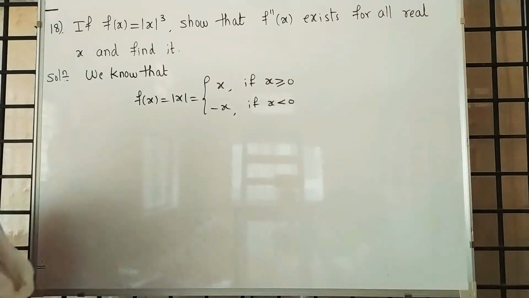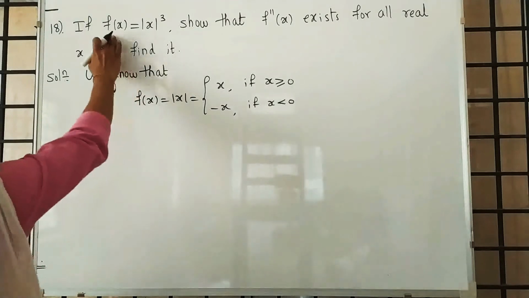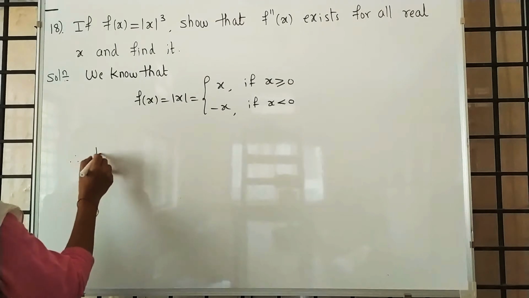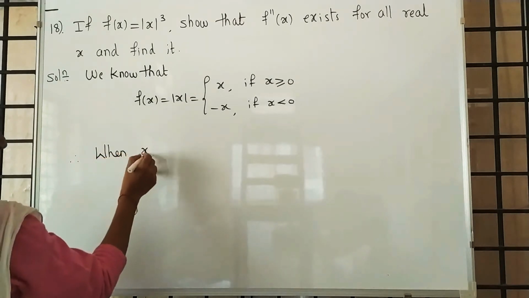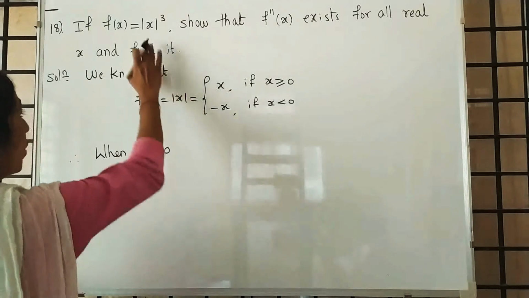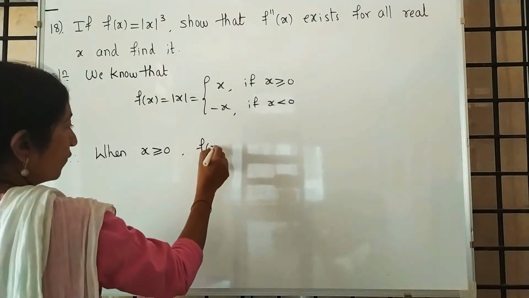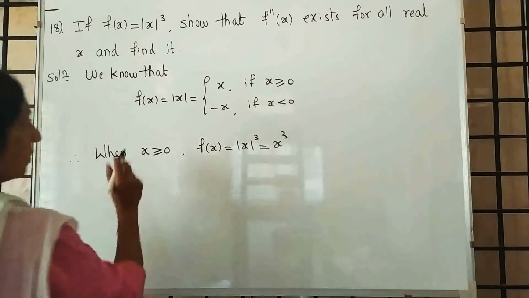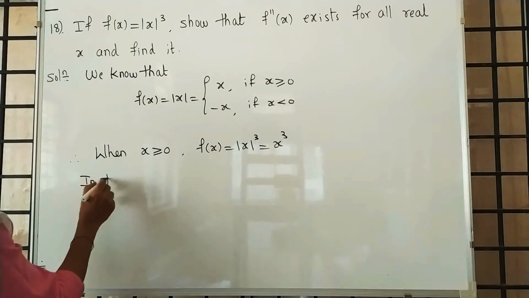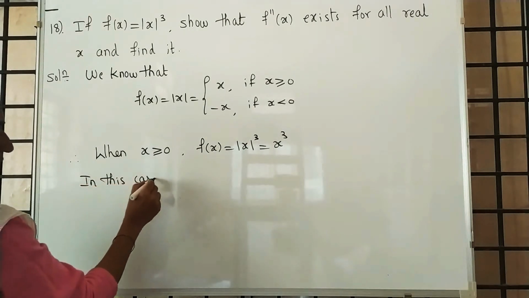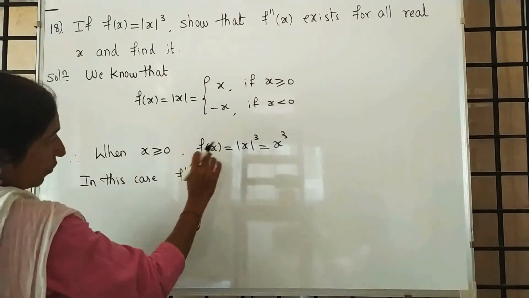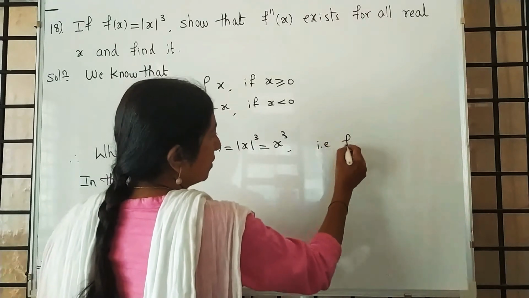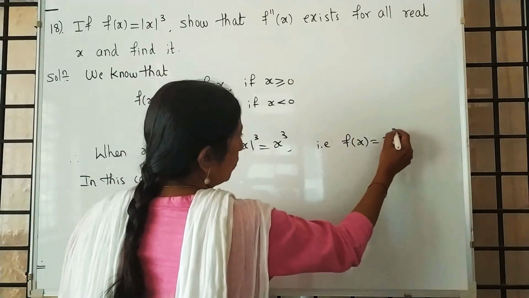Now with the help of this I am writing the value of f of x is equal to mod of x whole cube. Therefore, when x is greater than or equal to 0, f of x is equal to mod x cube will be written as x cube. It is positive. In this case, you got f of x is equal to x cube.